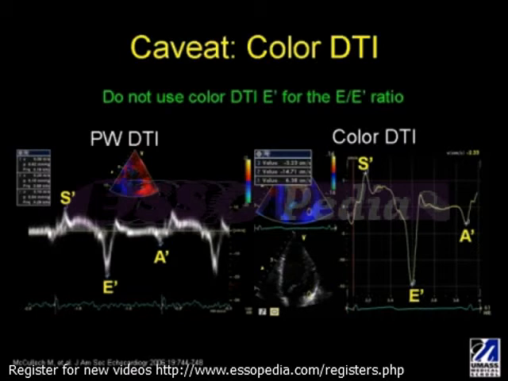Validation of the E to E prime ratio for the estimation of filling pressures was performed with pulse wave DTI, not color DTI. So, importantly, the new systems are equipped with color DTI. However, do not use the color E prime velocity when estimating the E to E prime ratio, as you will significantly overestimate the E to E prime ratio.